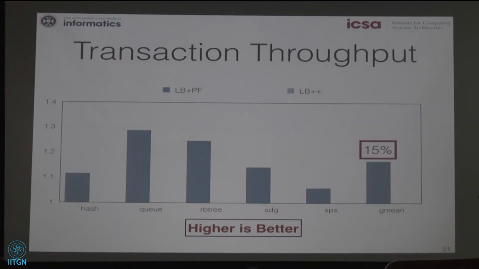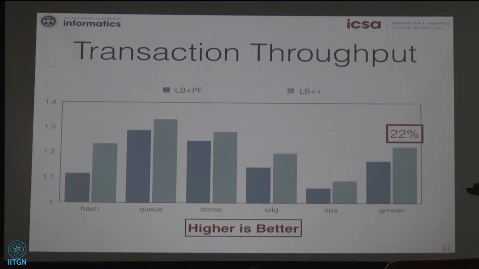So if you look at proactive flush, on an average, it provides a 15% improvement in throughput. Now, if you recall, the mechanism is very simple. You start flushing as soon as the epoch completes, and with a simple modification, you can get a good enough 15% improvement in performance. And if we use LB++, which implements both the proactive flush and the inter-thread dependency tracking mechanisms, you get a performance improvement of 22%. So this is really great.